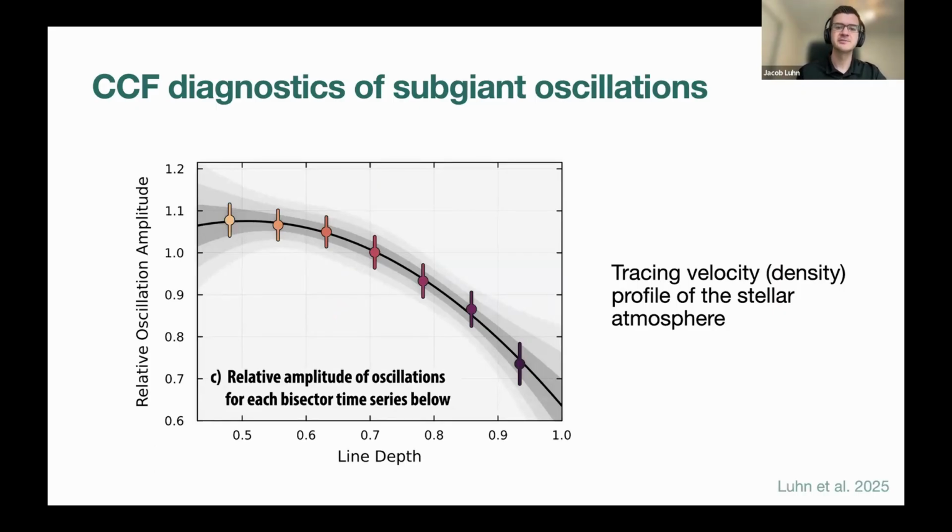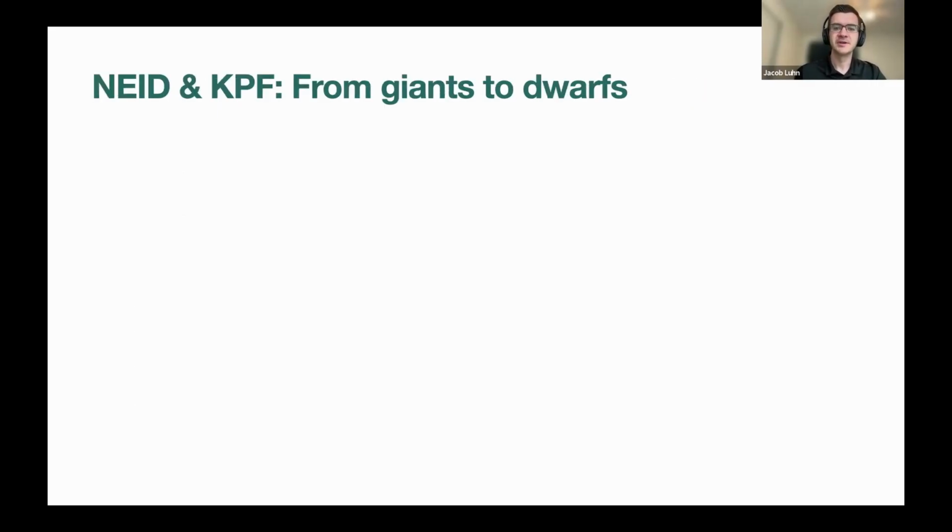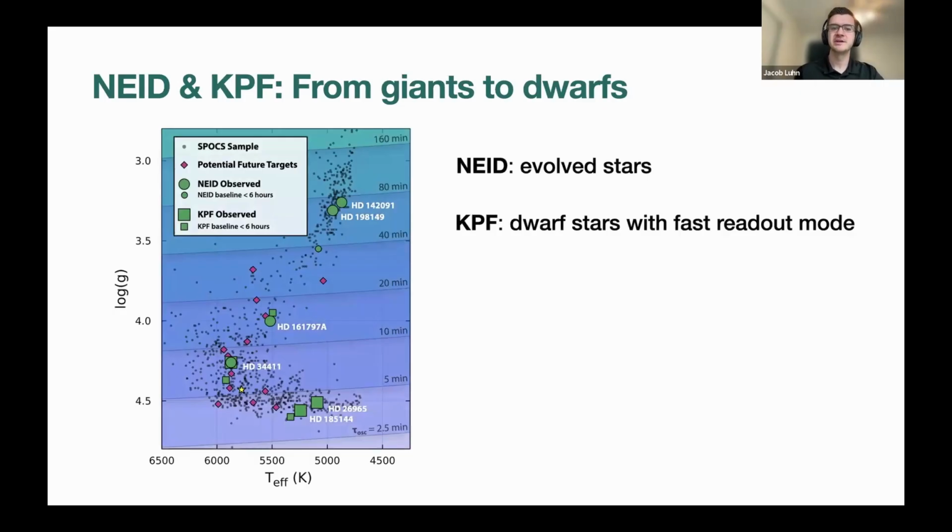And so that's led to this program that I've been running to get more of these single night stares of stars across the HR diagram. And so we've been continuing to use NUID to target evolved stars with larger amplitudes and longer time scales. These are towards the top of this HR diagram. But the real advantage then comes from the Keck Planet Finder, which has a fast readout mode to get extremely high cadence observations at equally high SNR for a fraction of the exposure time. And this is what really allows us to resolve oscillations in dwarfs.